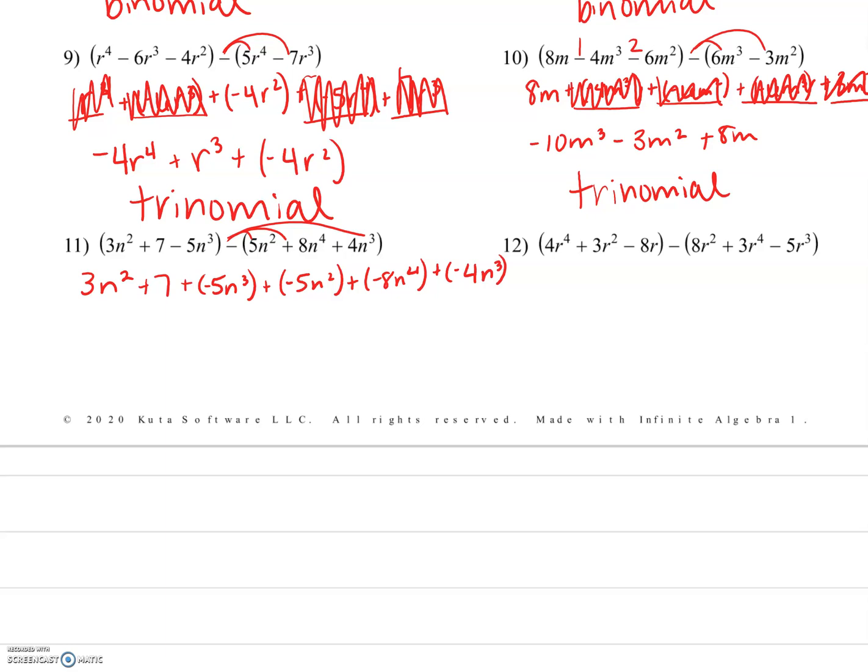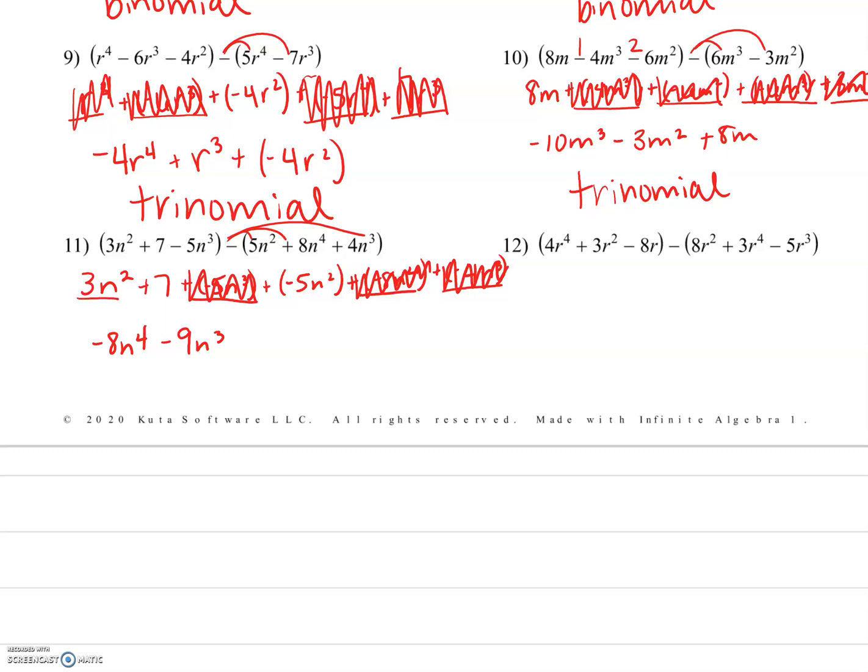Combine our 4th powers with 4th powers, cubes with cubes, squares with squares, so on and so forth. So I have negative 8n to the 4th, and that's my only 4th power. So negative 8n to the 4th. Done with you. Now our cubes. Negative 5n cubed plus negative 4n cubed would be negative 9n cubed. Done with you, done with you.